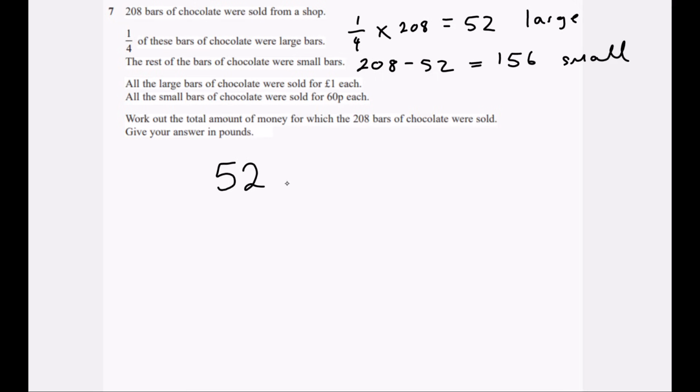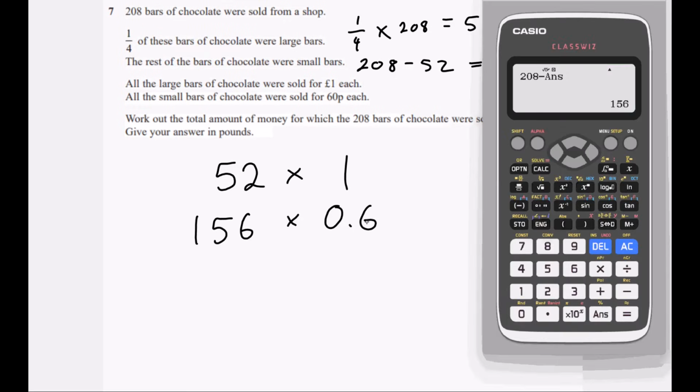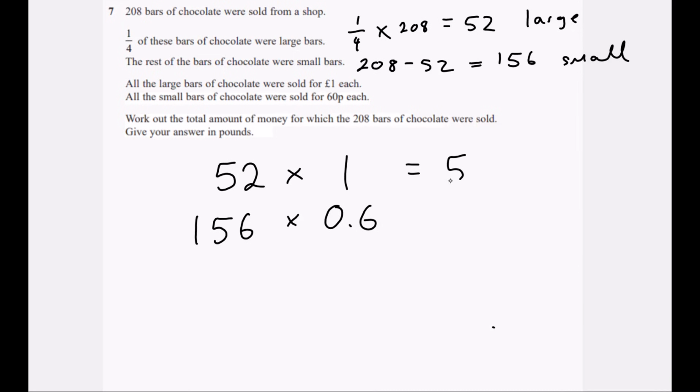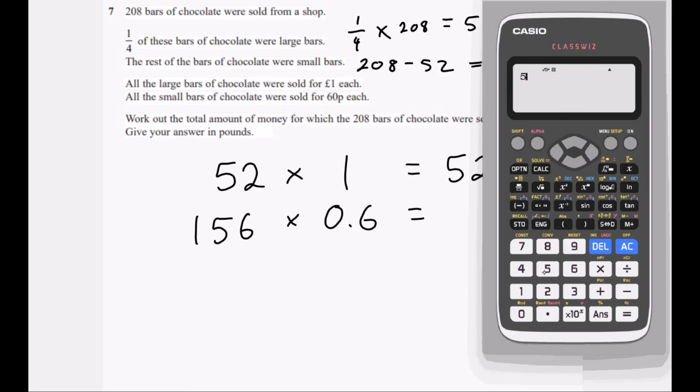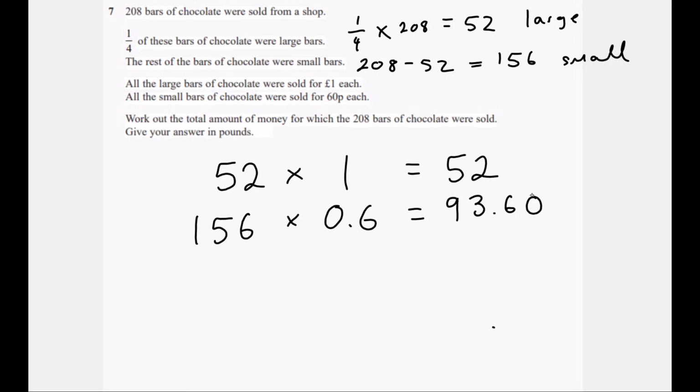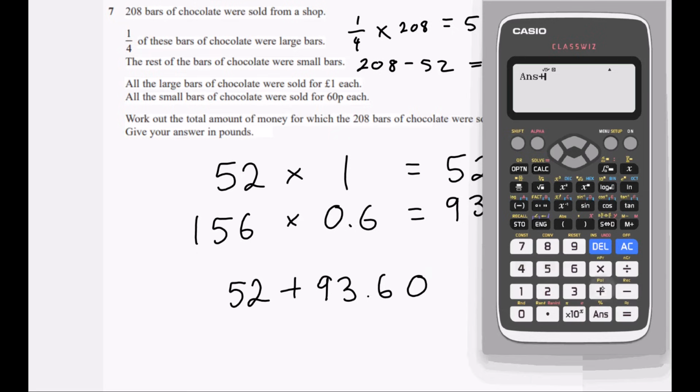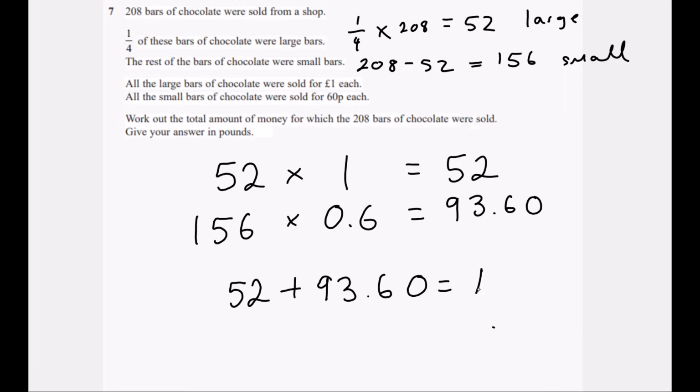So each of the large bars, we get £1. And the small bars, 156 of them, 60p. All right, 0.6. So 52 times 1, I'm not going to type in the calculator. That will be 52. And 156 times 0.6 is £93.60. So the total amount of money of these two added together, 52 plus £93.60. So plus on 52, and we get £145.60.